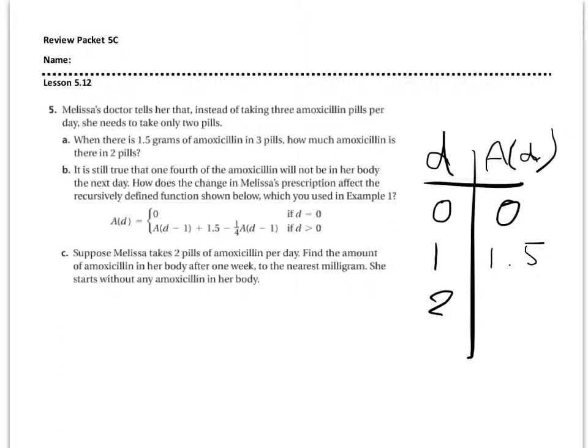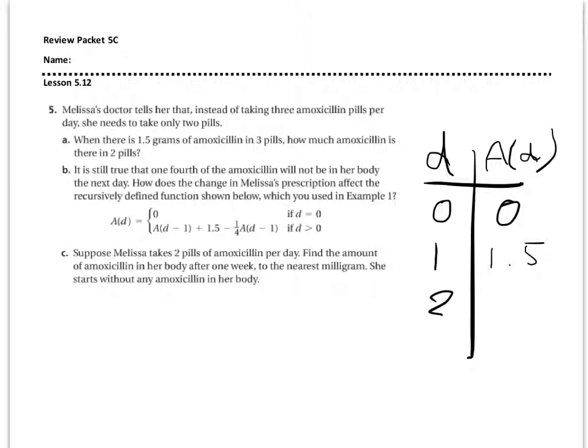And the second day, you look at the previous one, which is 1.5, add 1.5, and then subtract 1/4 of the previous one, which is this one. So A of D minus 1 is just the previous one. If you want to find this one, you look at this one. If you want to find this one, you look at this one, right? That's what A of D minus 1 is. This looks complicated, but it's not really a problem.